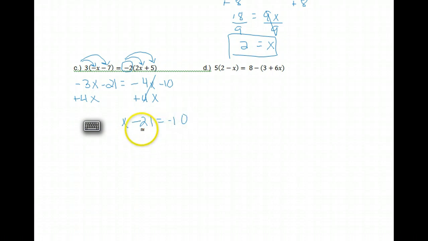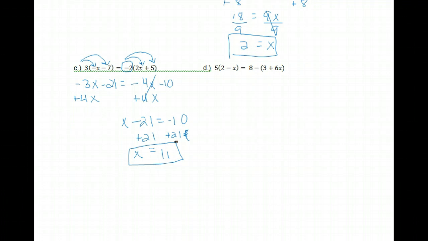You now have a one-step equation that you can work on. You will undo subtraction by using addition, and we will add 21 to both sides. 21, not 211, sorry. 21 take away 10 is 11, and that gives us x equals 11.